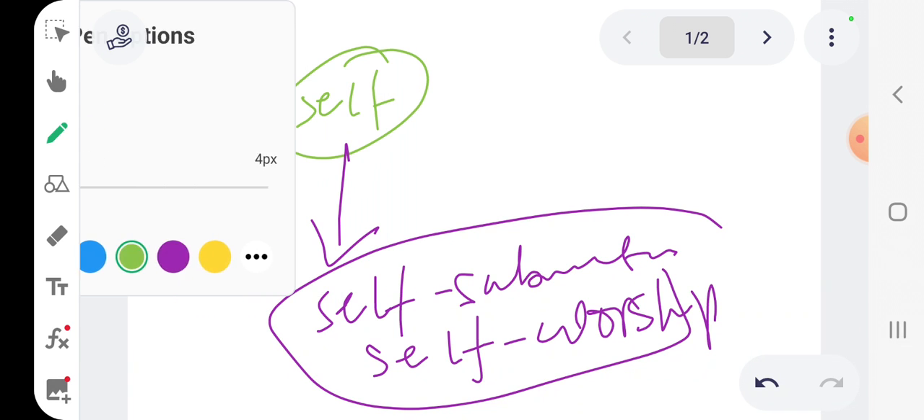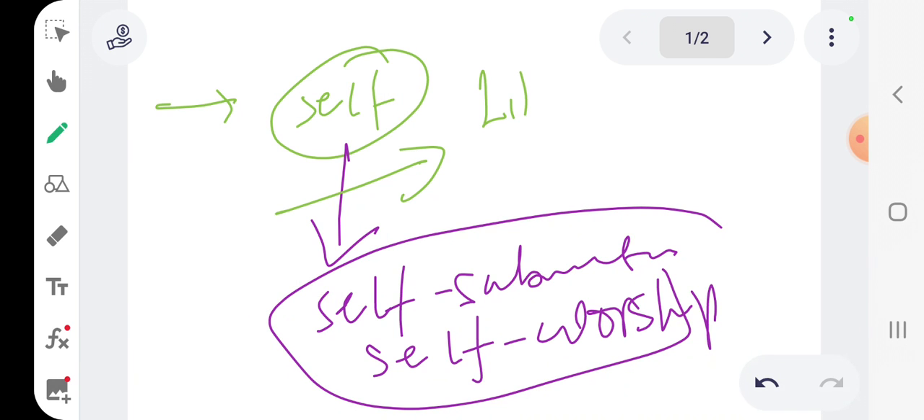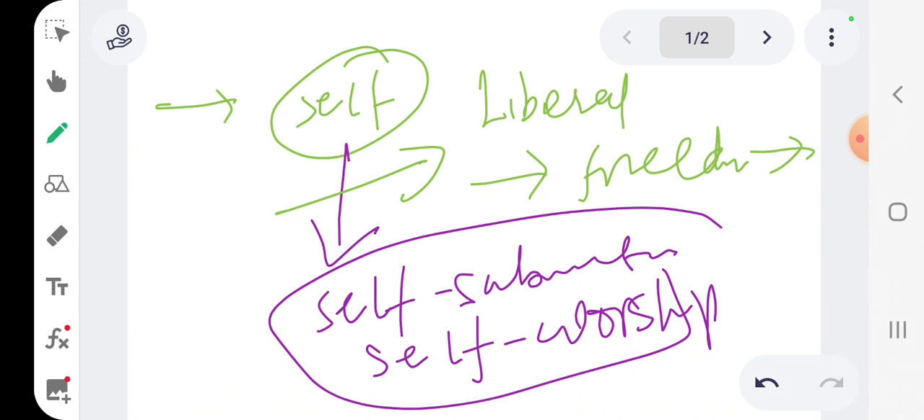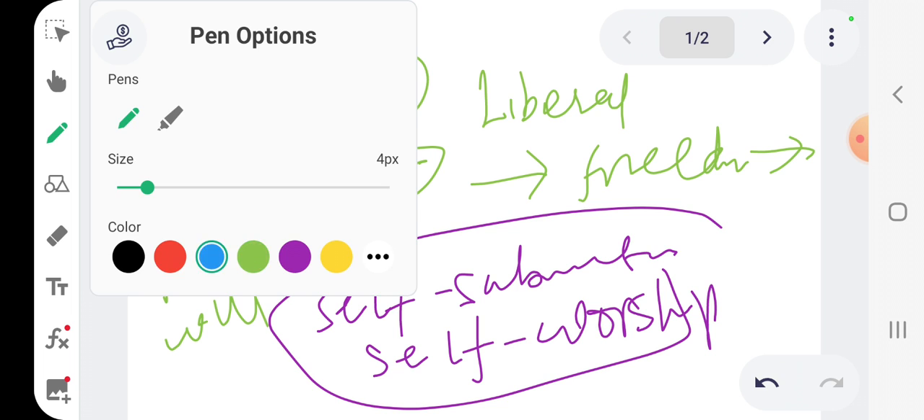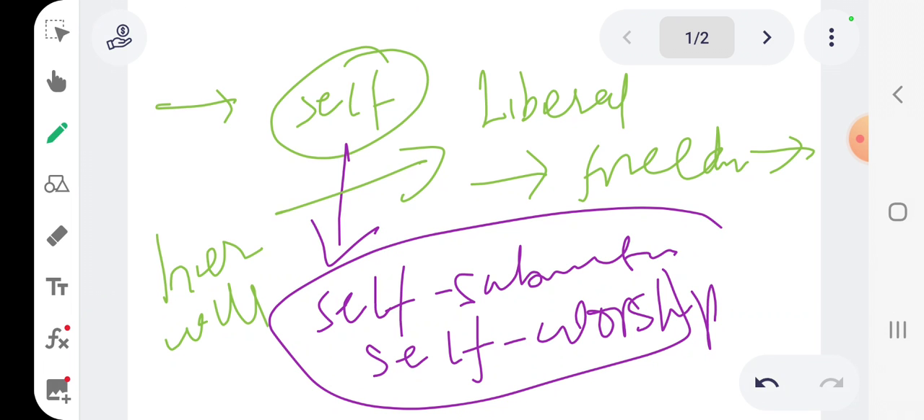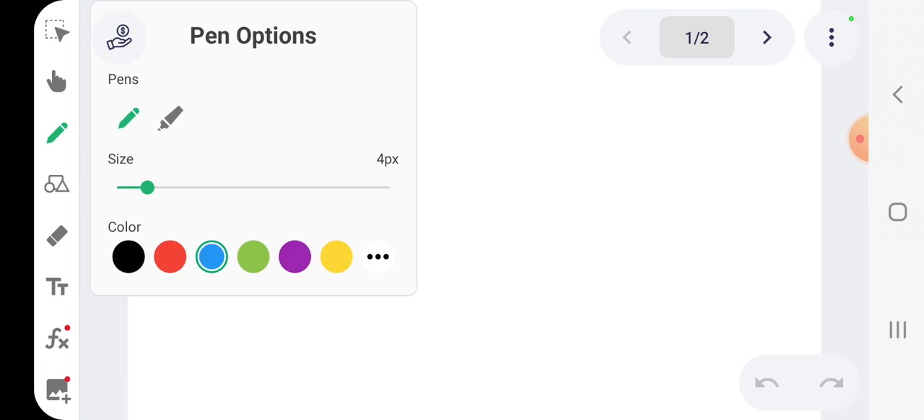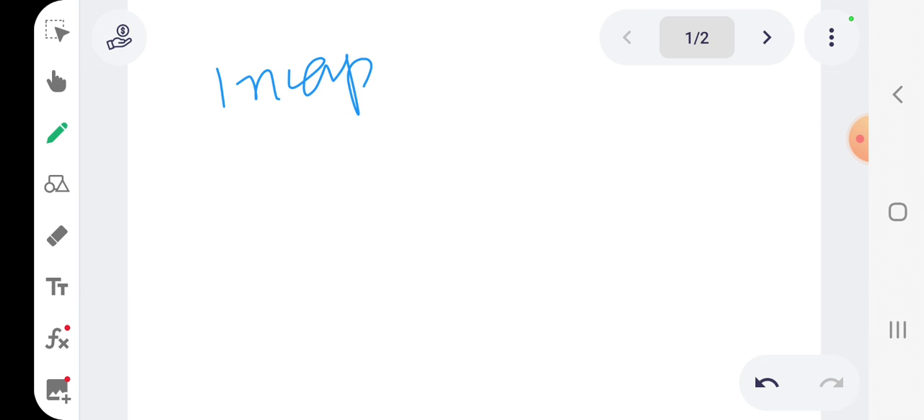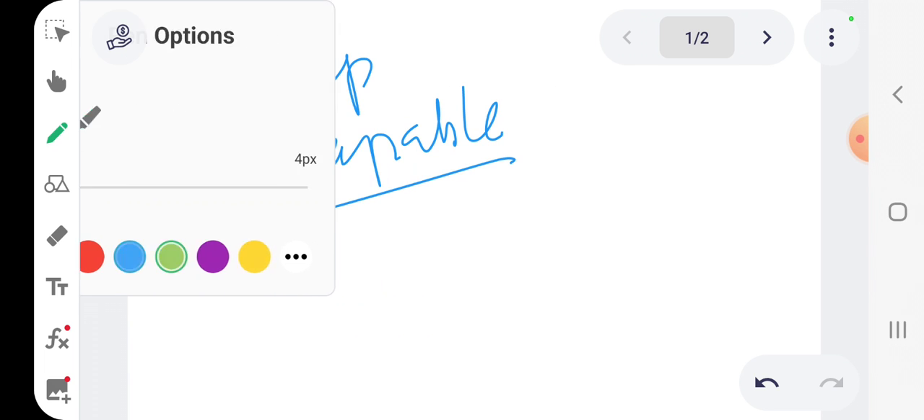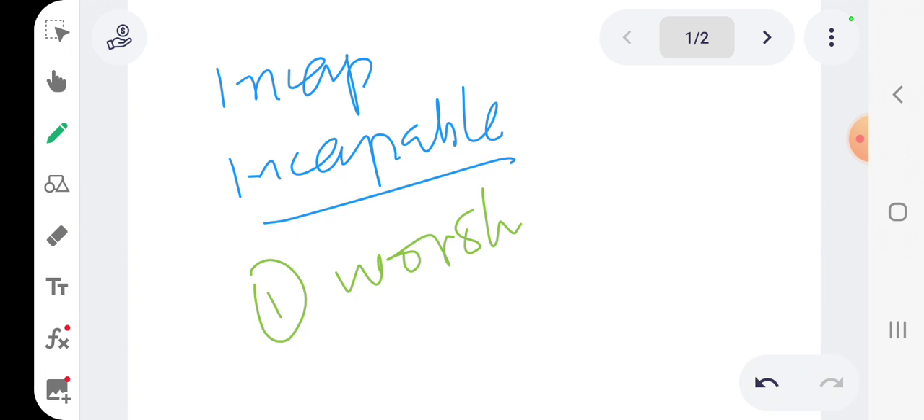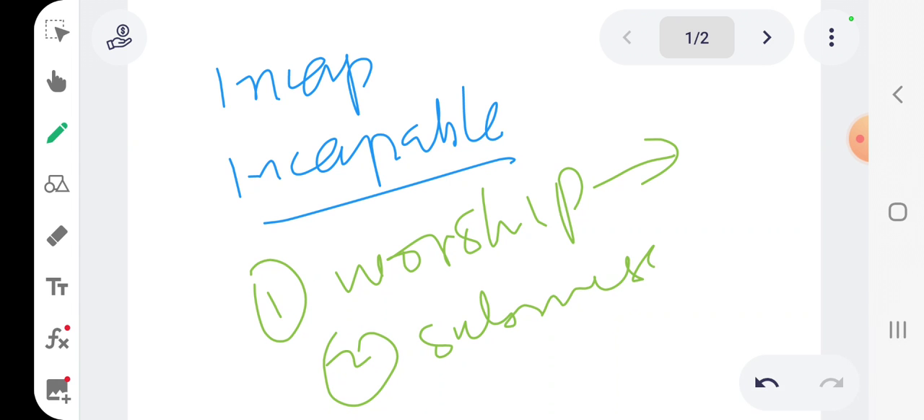So basically liberal, a self obsessed with freedom, obsessed with freedom of her will, becomes basically incapable of two things at least: worship to a transcendental will and submission to that will.